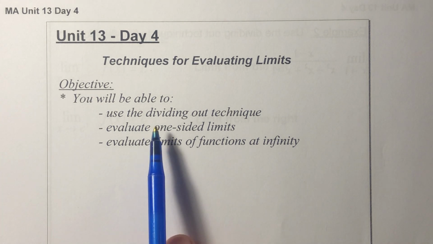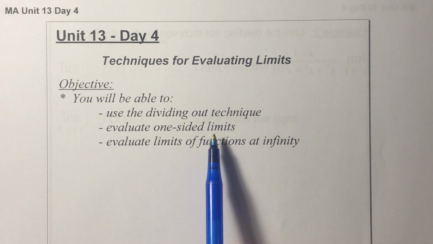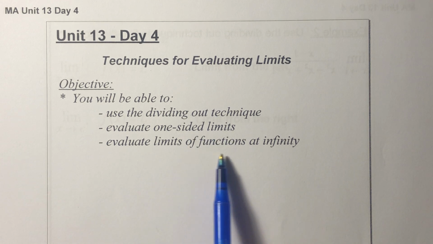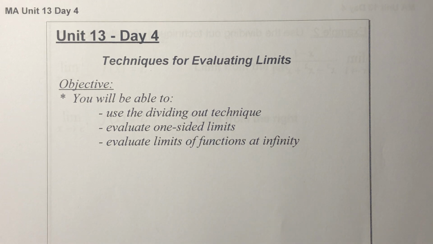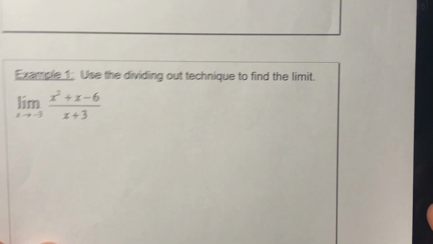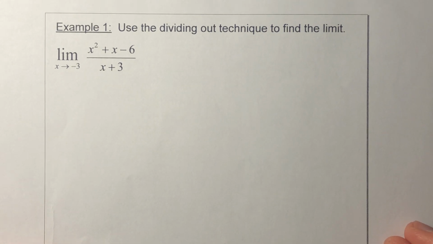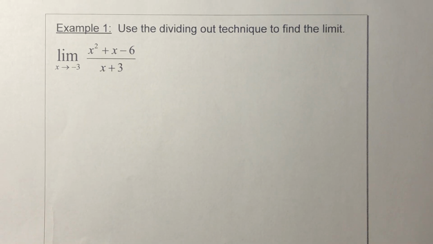Okay, so we're going to see the dividing out technique in place today. We're going to evaluate one-sided limits, and then we're going to talk about infinity and negative infinity for that matter. So here's our example one. Now we actually looked at this example in the last video. We looked at the graph of it. So we're going to do a different method here. We're going to do the dividing out technique.